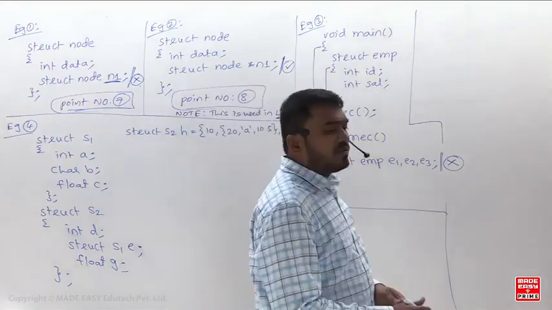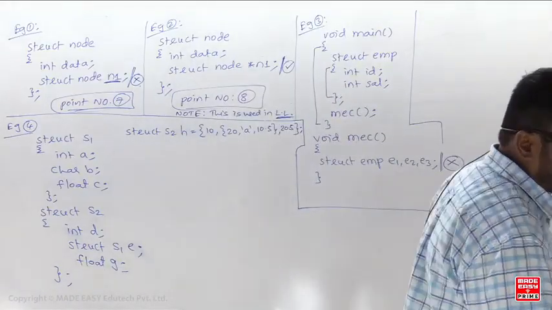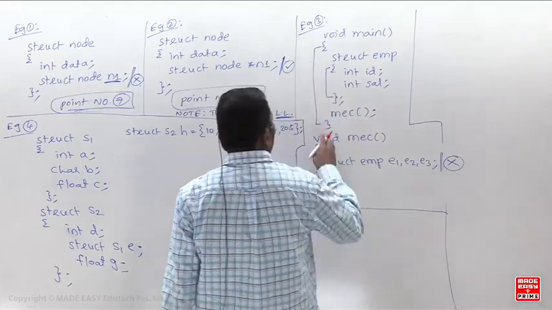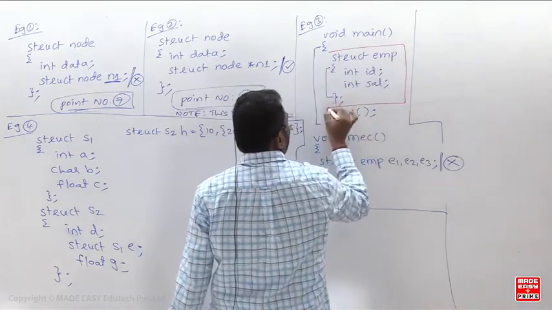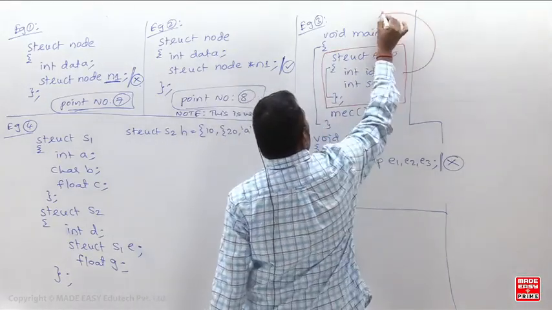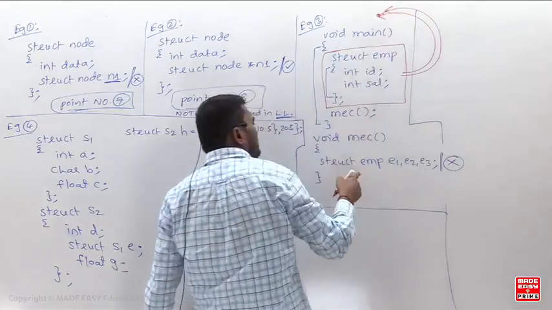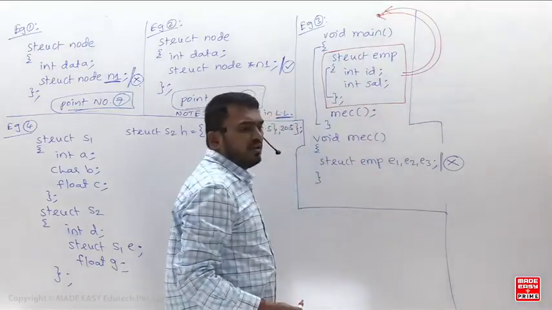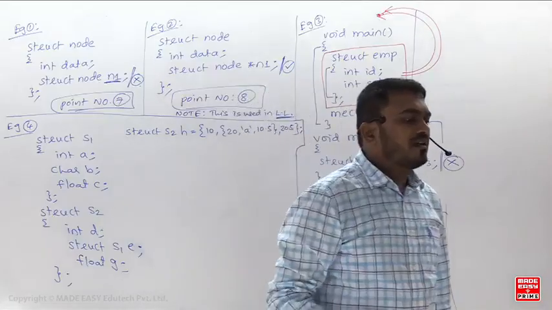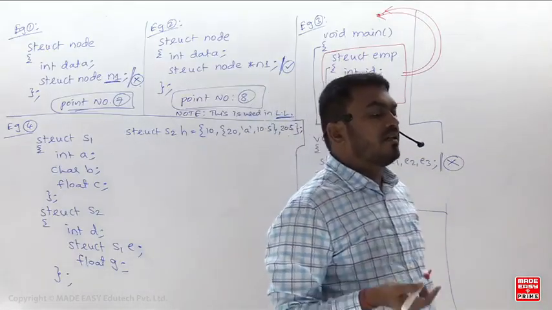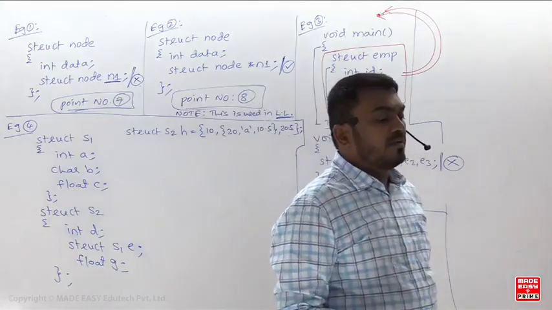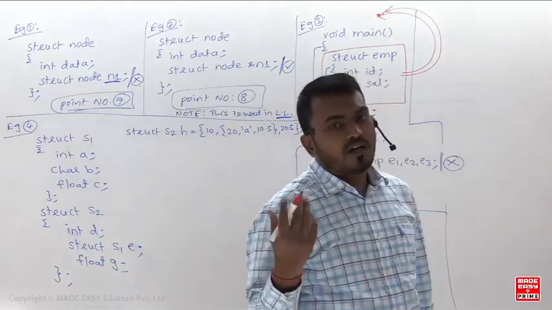Okay, in case you want to create a structure variable outside the main, then what you have to do? You have to declare the structure outside the main. You declare the structure outside the main here, and then this is allowed. Then that will be allowed. Right? Many students are saying allowed, allowed. 50% saying allowed, 50% saying not allowed.